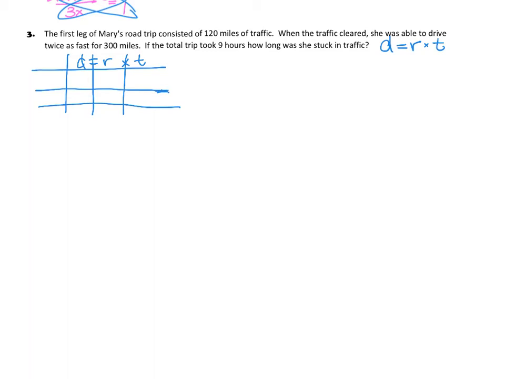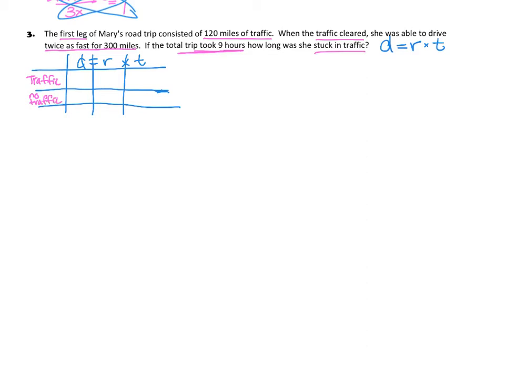So Mary went on a road trip. The first leg of her road trip, so we talk about first leg meaning like first part of her road trip, was 120 miles of traffic. Oh, that's the worst. When the traffic cleared, she was able to drive twice as fast for 300 miles. If the trip took her a total of 9 hours, how long was she stuck in traffic? All right, so I basically have two scenarios. I have when she's in traffic and when there's no traffic.